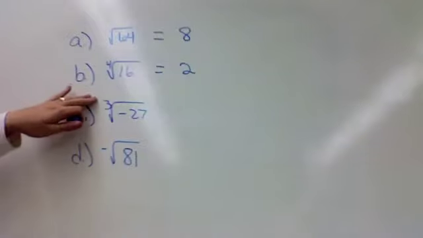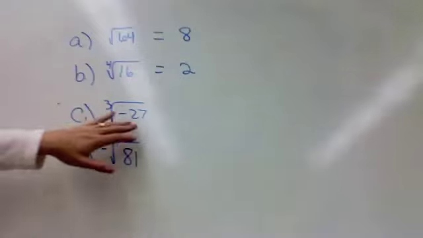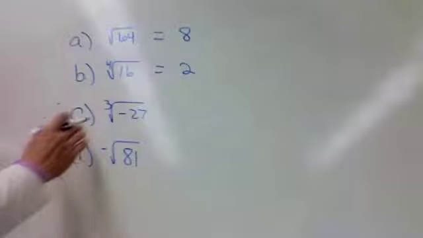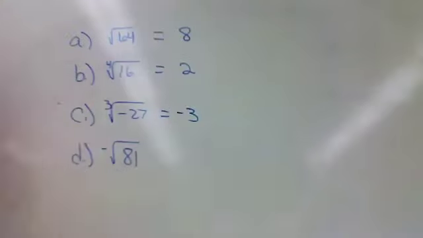Now we're looking for the third root of negative 27. So what number multiplied by itself 3 times is going to give us negative 27? We know that 3 times 3 is 9, and 9 times 3 is 27. If we use a negative in there, negative 3 times negative 3 is 9, 9 times negative 3 is negative 27. So the third root of negative 27 is going to be negative 3.